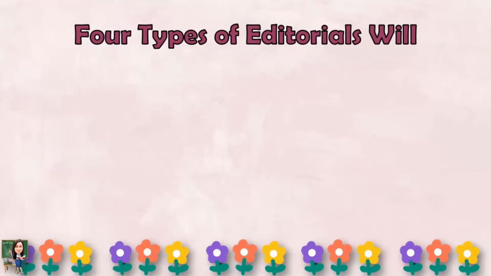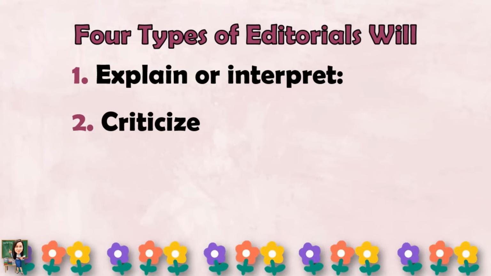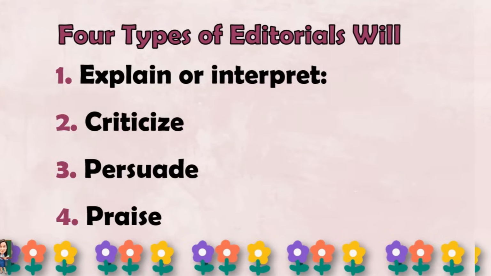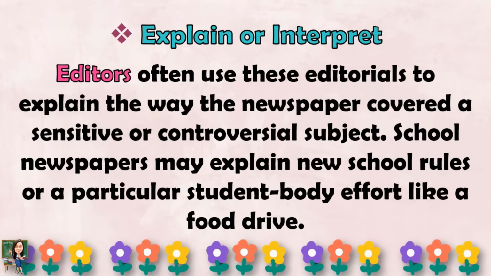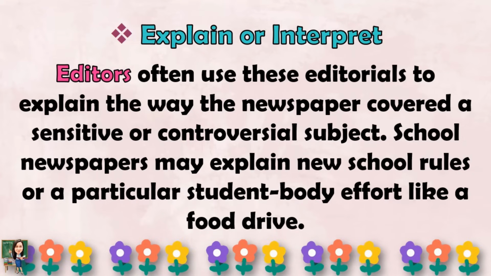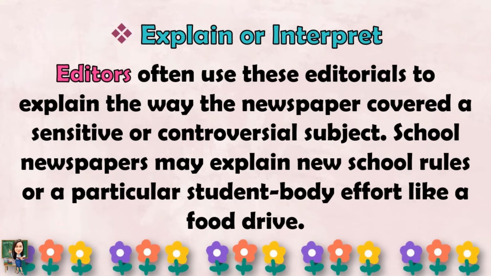There are four types of editorials. These are explain or interpret, criticize, persuade, and praise. Explain or interpret. Editors often use these editorials to explain the way the newspaper covered a sensitive or controversial subject. School newspapers may explain new school rules or a particular student body effort like a food drive.